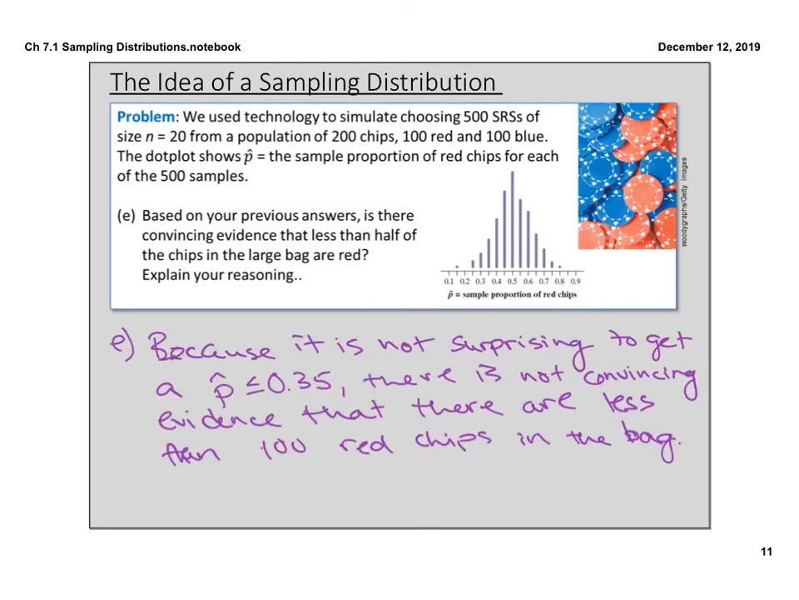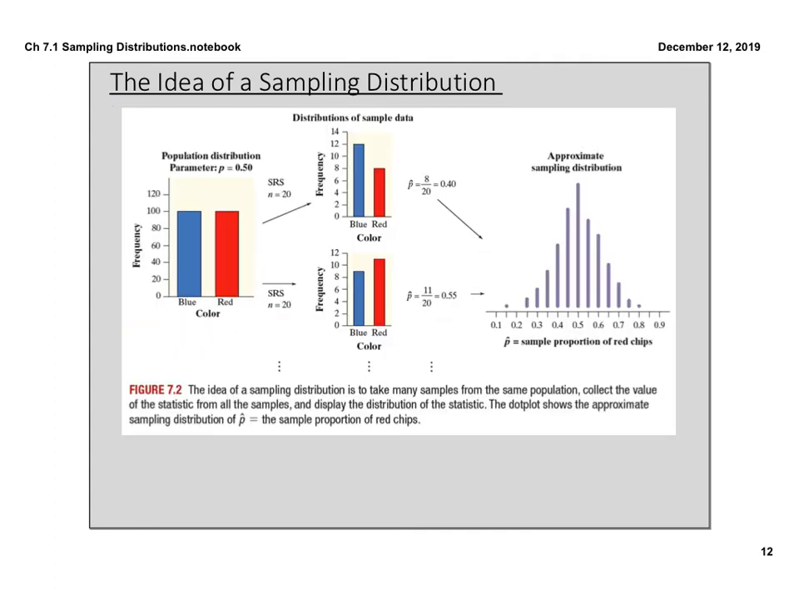So here's how I would write this out. Because it is not surprising to get a p-hat value of less than or equal to 0.35, there is not convincing evidence that there are less than 100 red chips in the bag. Okay, so again, this sampling distribution idea is to take many samples from the same population of the same size, collect the value of the statistic from all the samples, and display them in a distribution, typically a dot plot. So the dot plot shows the approximate sampling distribution of p-hat, the sample proportion of red chips.